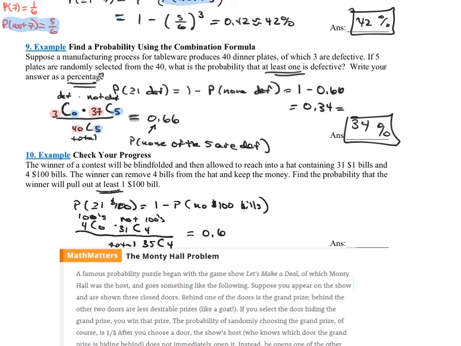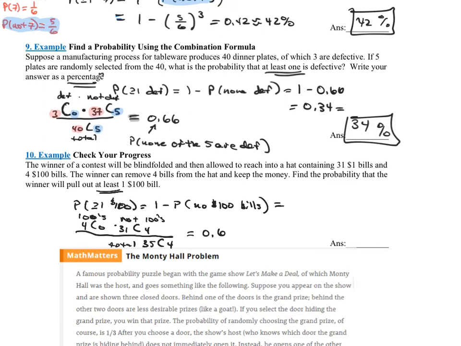So I did 4 choose 0. There's 4 $100 bills. I want none of them. I did 31 choose 4. There's 31 $1 bills, and I want 4 of them. And then I divide that by the total, which is 35 choose 4, since we're picking 4 different things. Again, it's a combination because order did not matter.